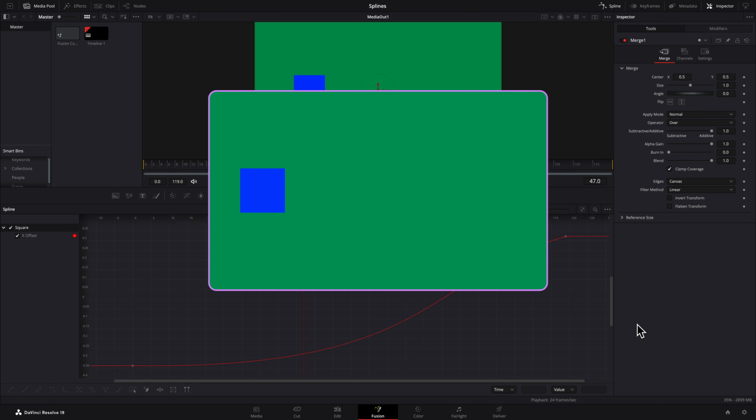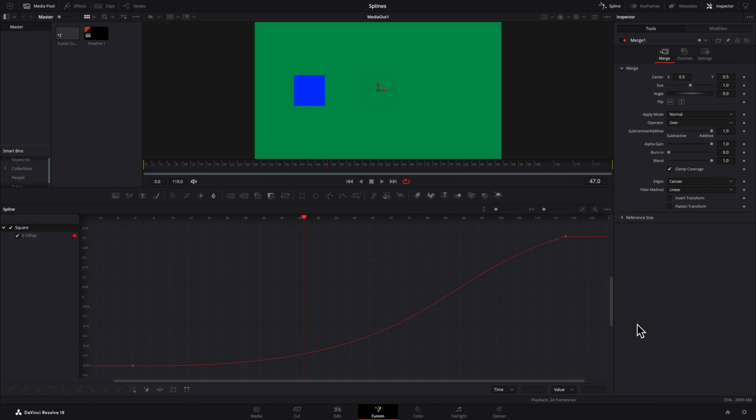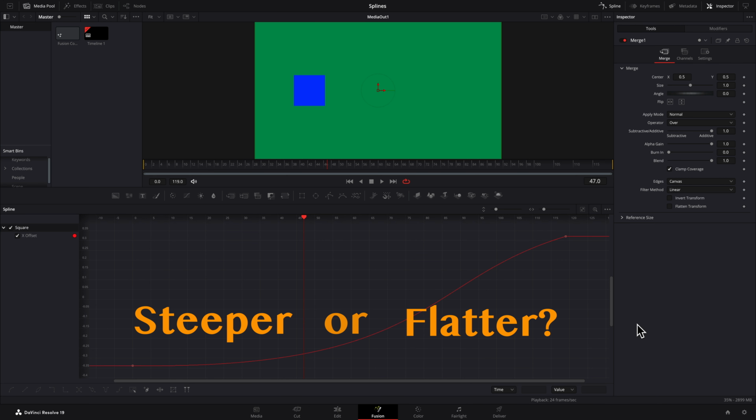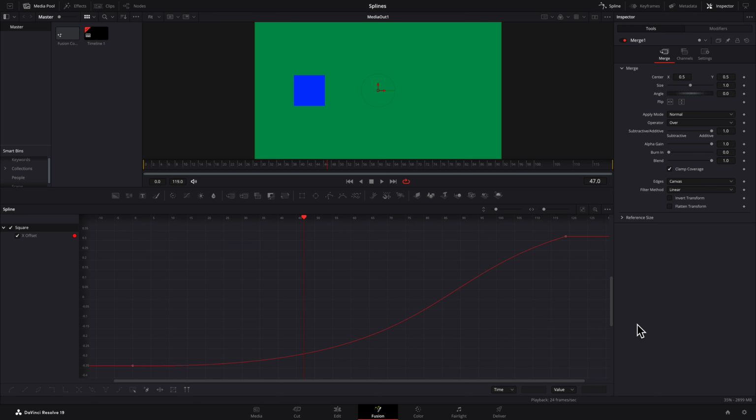How should the spline be shaped so the square slows down at the end? To slow the square down, the value of X offset has to increase at a slower rate. A flatter spline causes X offset to change in value more gradually. A steeper one causes its value to change more abruptly. So, do we make the spline steeper or flatter at the end? We have to flatten the spline at the second keyframe to slow the square down at the end.